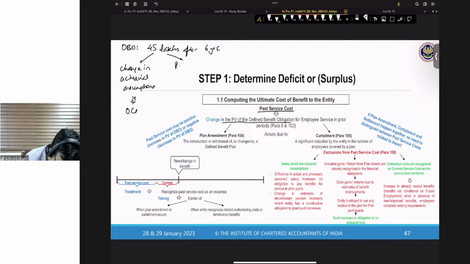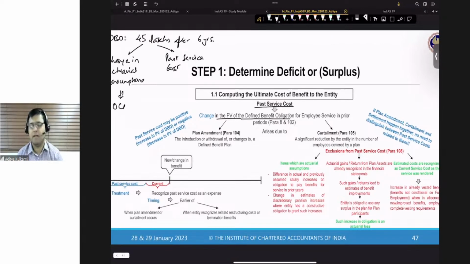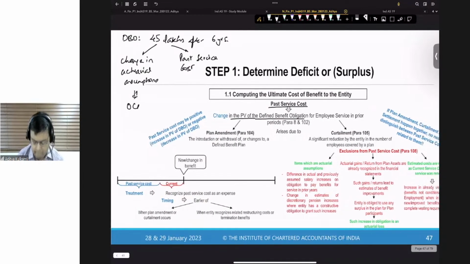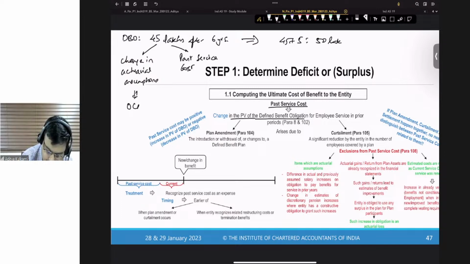The other thing is, it could be on account of past service cost, and the past service cost could be on account of plan amendment or plan curtailment. Plan amendment or plan curtailment. So what do you mean by plan amendment? There is a change in the benefit. So suppose you are so happy with the performance that you say, instead of 45, I will give you 50 lakhs. And you decide this, let us say, in year 3.